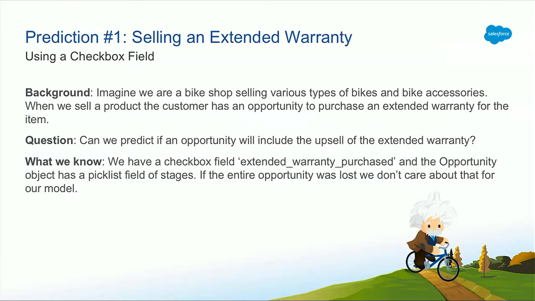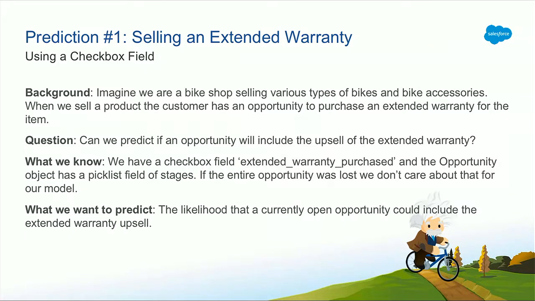So let's look at the data that we have available. Since we track our stuff in Salesforce, we've created a field on our opportunities that we call extended warranty purchase. So every time we close an opportunity, we track if they bought the extended warranty or not. And since this only happens after a sale is made, in situations where we don't make the sale, when the opportunity is lost, we're going to want to exclude that from our machine learning problem.